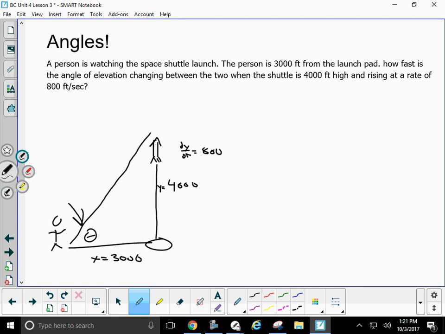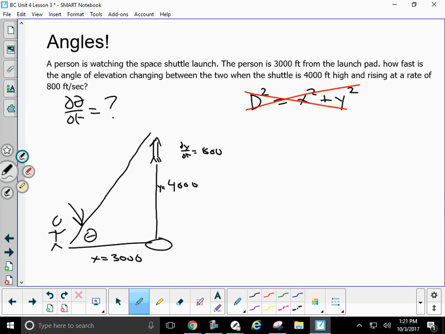Now we're going to think, oh, right triangle. I should be using d squared, x squared, and y squared. No, no theta's there. So I can't get a d theta dt, which is what I'm trying to find. How quickly is that angle changing? Okay.